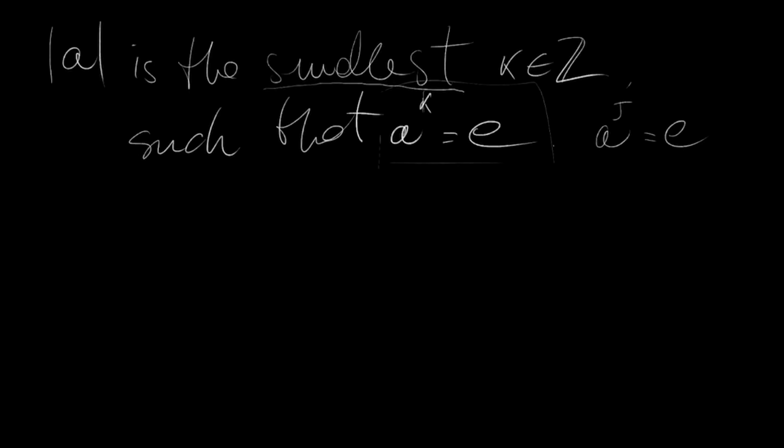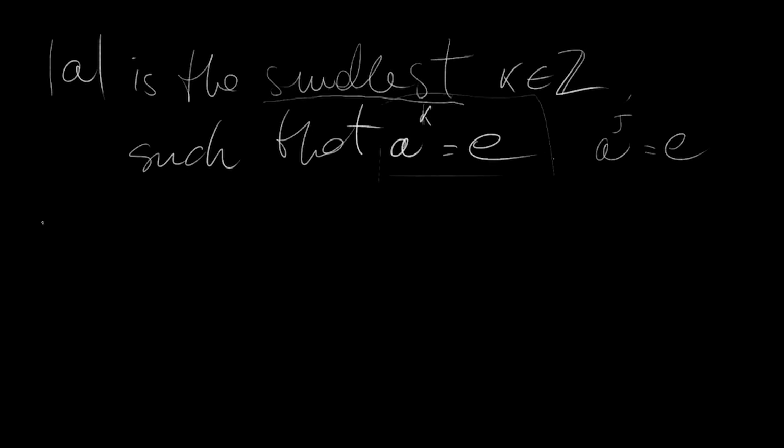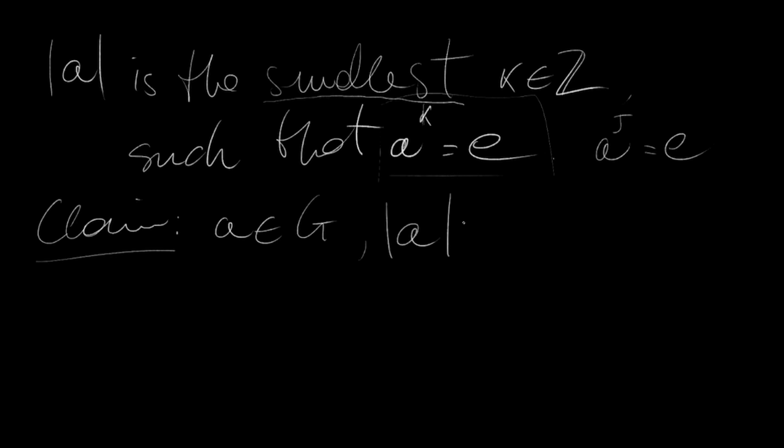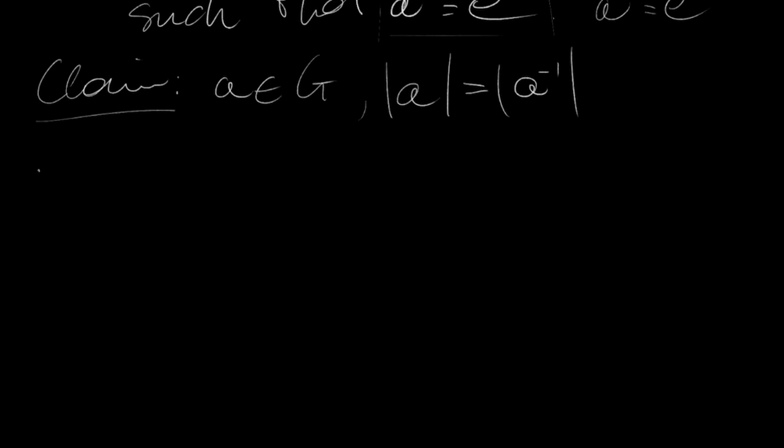Okay, so let's start with the proof. Let's rewrite our claim for clarity. We have a be an element of the group and G is a group. Then the order of a is equal to the order of a inverse. All right, now we're ready to start our proof.